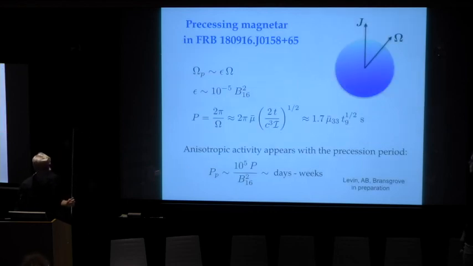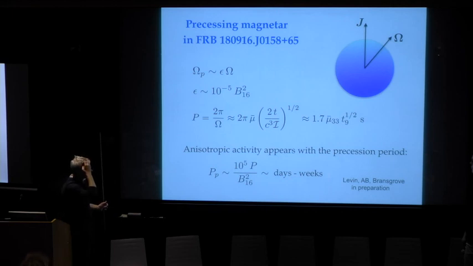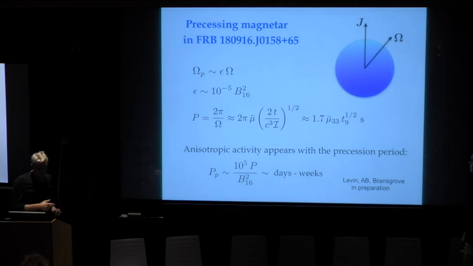And one last slide, just to advertise the work that we're doing with Yuri Levin and Ashley Bransgrove. This comes to this periodicity issue of 16 days. If you have a magnetar, you should expect it to be precessing, and you can estimate the precession period of the magnetar. If the deformation, which is related to how strong the magnetic field is in the star, 10^16 gauss, then roughly the deformation is about 10^-5.